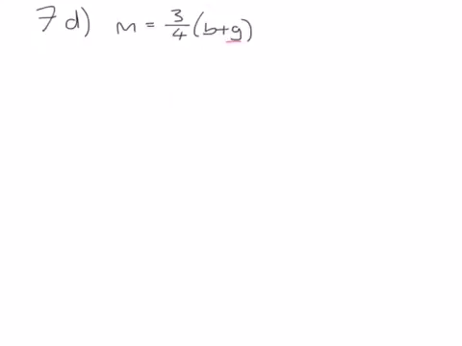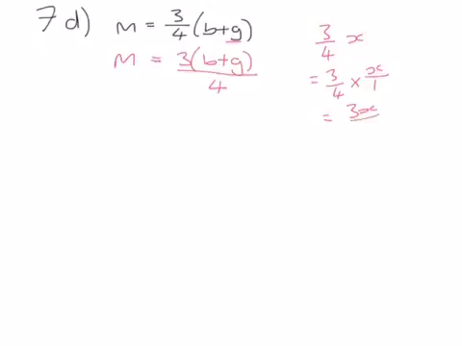So to get rid of this fraction, the first thing that we can do is write it slightly differently. That's exactly the same as writing m is equal to 3 multiplied by the bracket b plus g, all over 4. That's exactly the same as the first line, because if we had 3/4, say, times x, that's the same as 3/4 multiplied by x over 1, which is the same as 3x over 4. So it's exactly the same, just a different way of writing it, which will make it slightly easier for us.